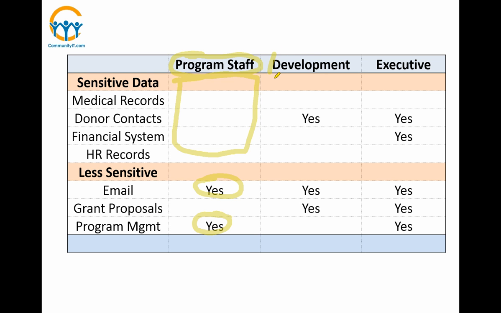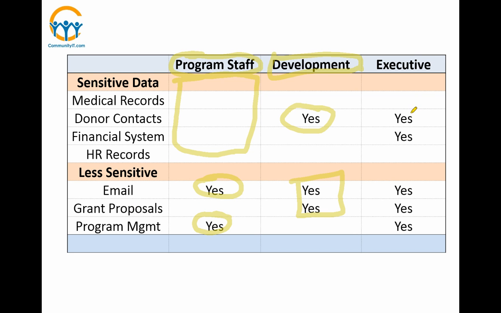Right, what about your development staff, your mission advancement group? They have access to donor contacts. They don't have access to any of these other things, but they're obviously working with donor contacts on a daily basis. That's very sensitive information. If your donor contact list either got corrupted or leaked out, if you have some very high profile donors and their contact information were to become publicly available, that could be a huge disaster for the organization. And so that's sensitive data that needs to be kept in mind. They also need access to email and grant proposal data, but the grant proposal is not that sensitive.